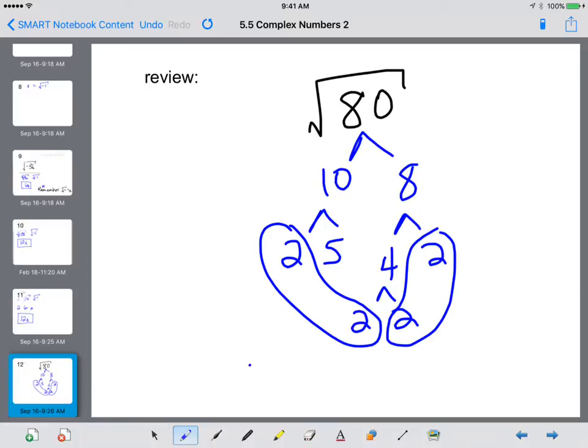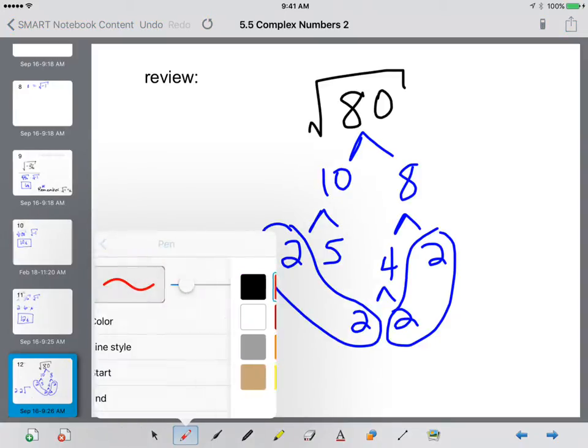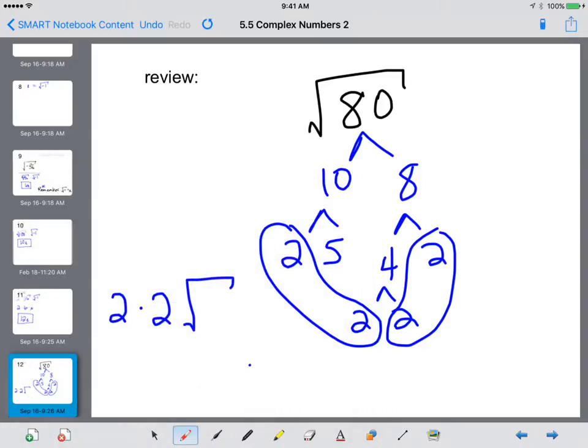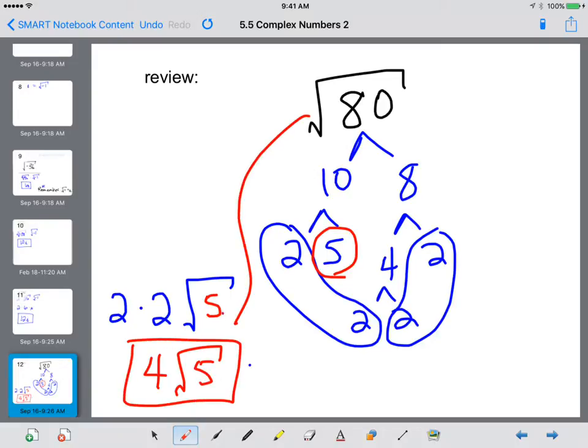So I'm pulling them outside the radical. What this looks like is we have one set of 2's times a second set of 2's. And underneath, the only number that we're left with is this 5 right here. As soon as I pull out these numbers, that 10 and that 8 go away. So I'm left with 5 underneath. So my final answer would be 4 square root of 5. So the square root of 80 reduces to 4 times the square root of 5.